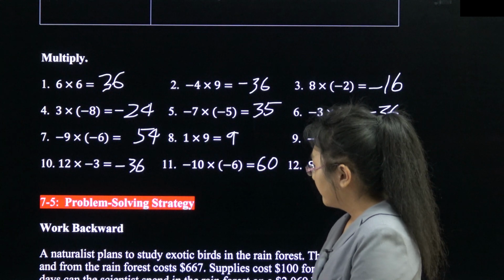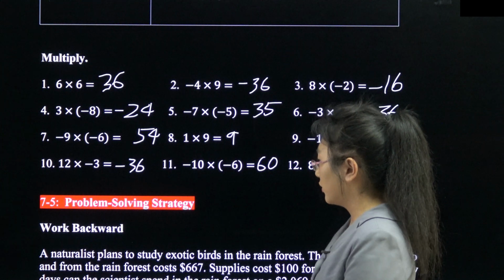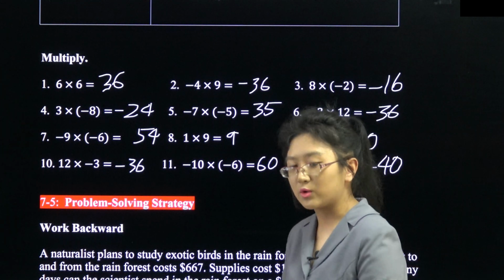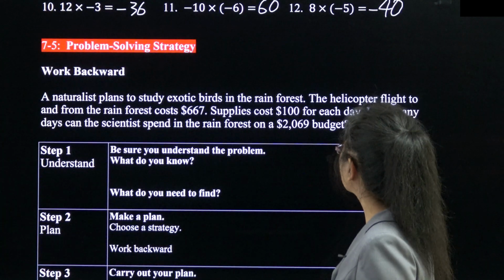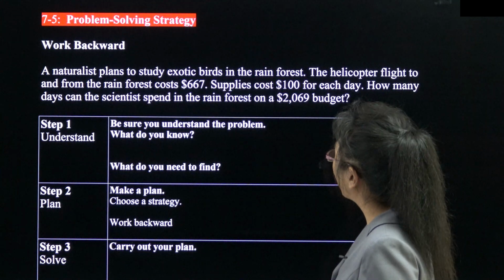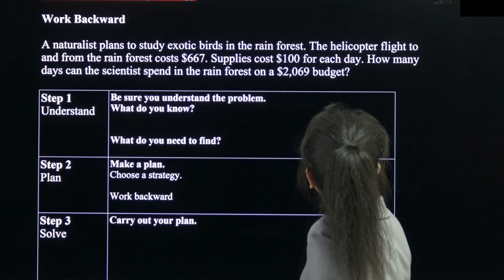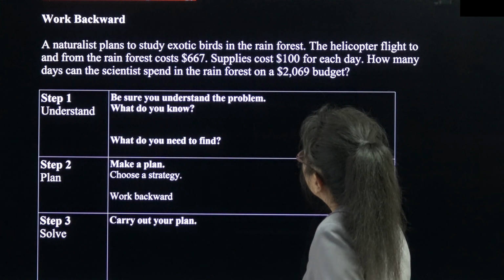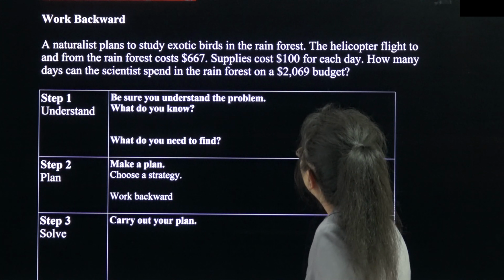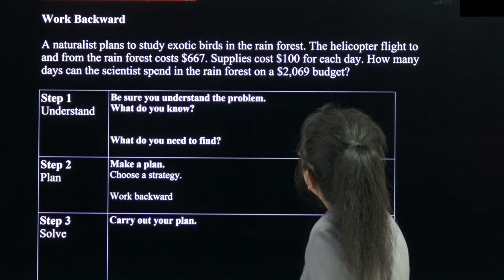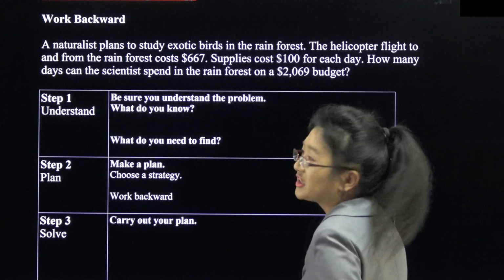You might be wondering, when are we going to get the division? Well, we aren't, because we're going to do a problem-solving strategy first. Work backward. A naturalist plans to study exotic birds in the rainforest. The helicopter flight to and from the rainforest costs $667. Supplies cost $100 for each day. How many days can the scientist spend in the rainforest on a $2,069 budget? Here's the thing. I'm not sure about actual expedition budgets, but that looks really cheap.